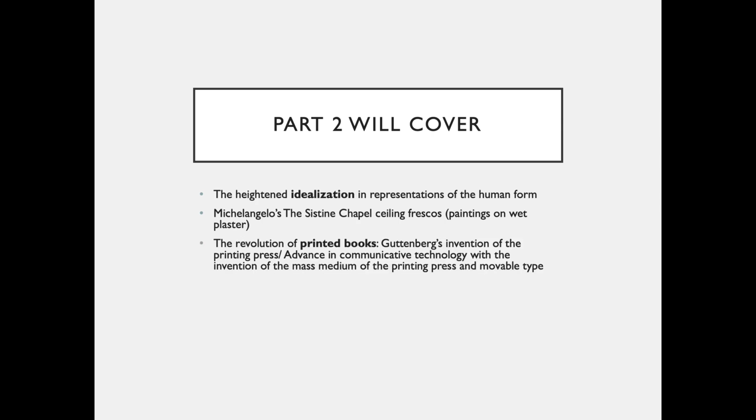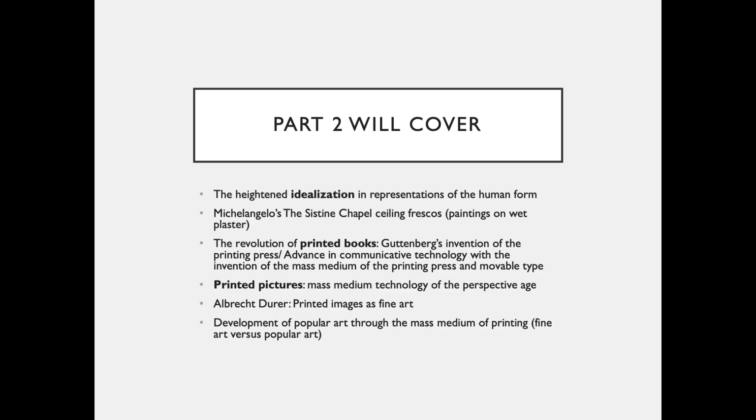The revolution of printed books: Gutenberg's invention of the printing press represents an advance in communicative technology, with the invention of the mass medium of the printing press and movable type. Printed pictures, the mass medium technology of the perspective age. Albrecht Dürer, printed images as fine art, and the development of popular art through the mass medium of printing. And we'll look at fine art versus popular art. And we'll finish with the most important impact of printed images.